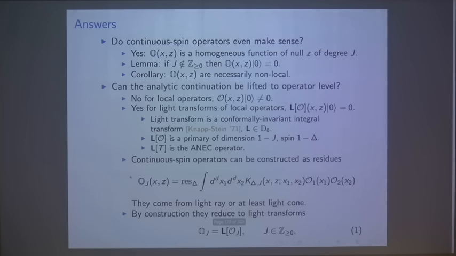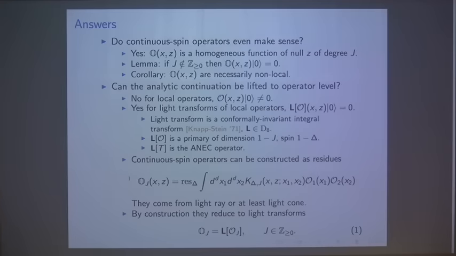This makes it problematic to analytically continue local operators in spin, because local operators do not annihilate the vacuum state, and therefore you cannot have an analytic function of J which reduces to local operators at integer spin. To get around this complication, we instead analytically continue so-called light transforms of local operators, which do annihilate the vacuum. The light transform is a conformally invariant integral transform, which you can apply to a primary operator O of dimension delta and spin J, to obtain a primary operator with dimension 1 minus J and spin 1 minus delta.